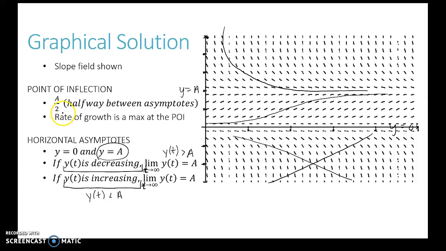The point of inflection will occur at A over 2, so your carrying capacity divided by 2, halfway between the asymptotes. At the point of inflection, your rate of growth is a maximum. So your population grows quickly, and then it'll slow down, eventually reaching its limit.